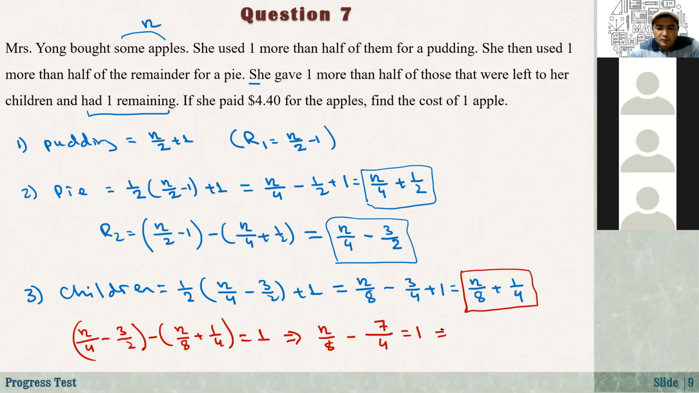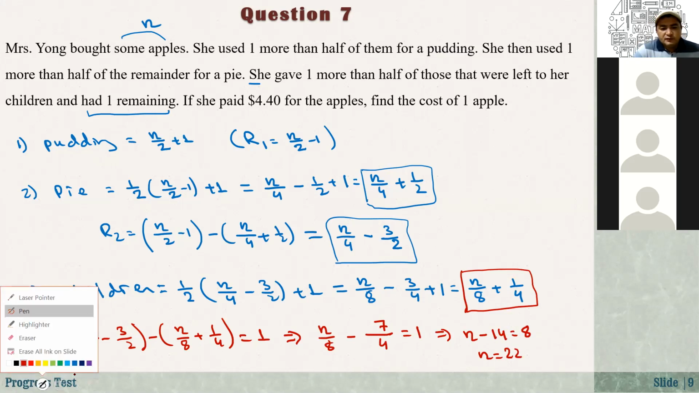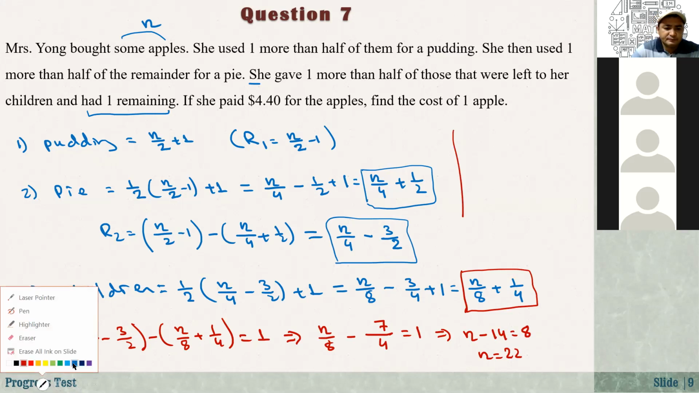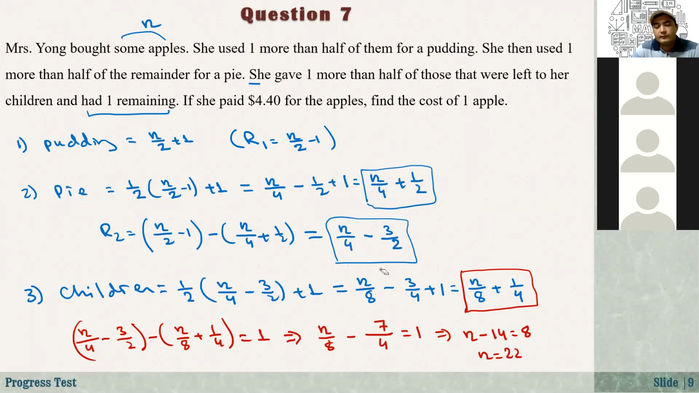Now from here, if you multiply both sides by 8, we have n minus 14 is equal to 8. So what is n? n equals 22. Actually, Mrs. Young bought 22 apples. So we need to find the price of one apple. Let's open a new window on our desktop. So she paid 4.40 for 22 apples, right? So what is the cost of one apple?